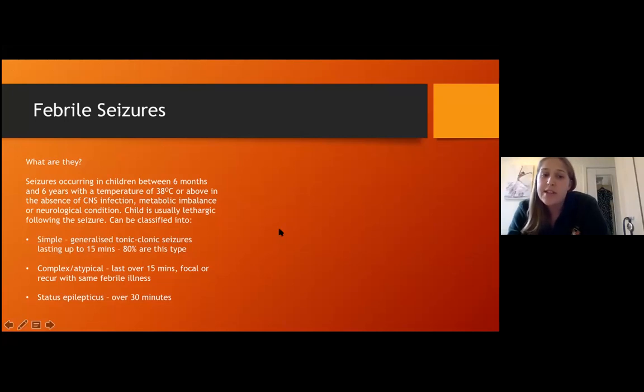Complex or atypical, so these last over 15 minutes, or are focal seizures, or they keep recurring along with the same febrile illness, so you think there's something a bit more complicated going on, and there are possibly reasons to send the child to hospital as well. And then status epilepticus, so by definition this is over 30 minutes, but actually any child that you can't resolve their seizure after 5 to 10 minutes, you're thinking it's going to become status epilepticus. And again, that's a reason to send the child to hospital.